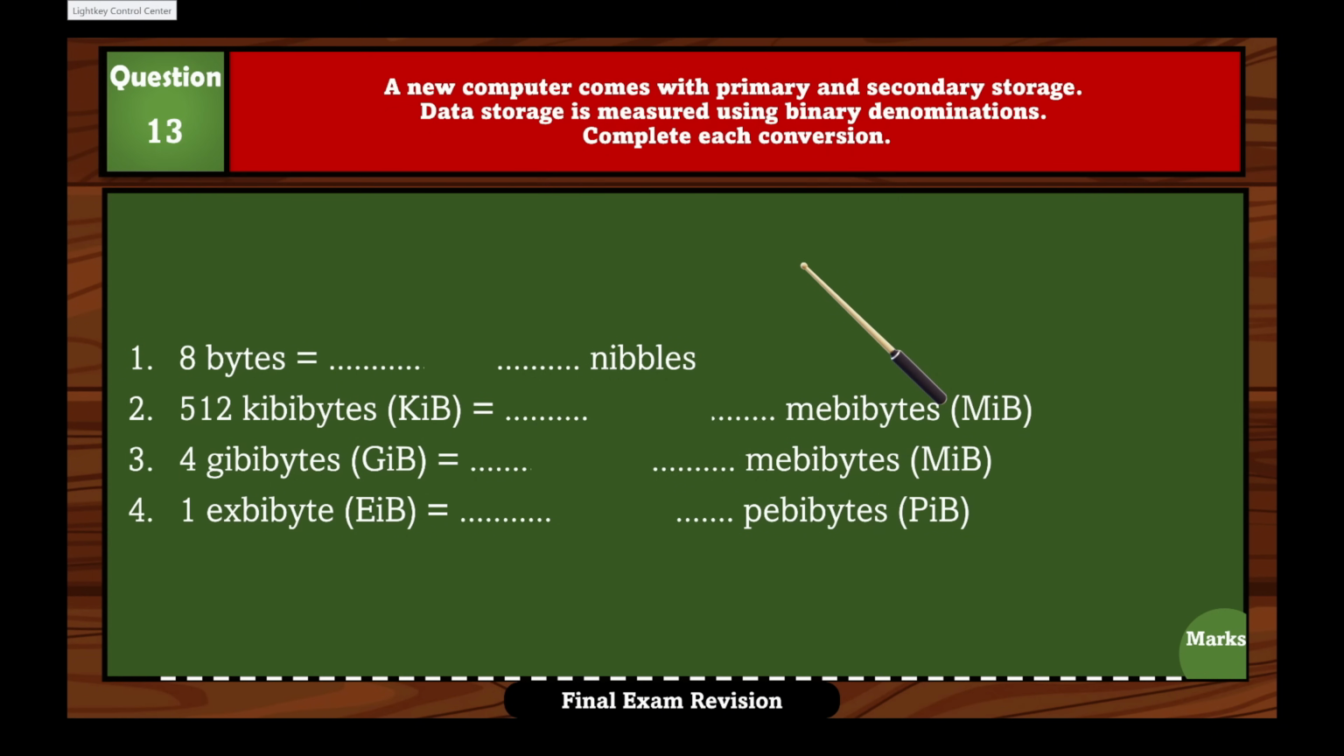So what is the answer? 8 bytes is equal to what? 16 nibbles, because 1 nibble is equal to 4 bits. 512 kilobytes is equal to 0.5 megabytes. 4 gigabytes is equal to how many megabytes? 4096 megabytes. And 1 exabyte is equal to 1024 petabytes.